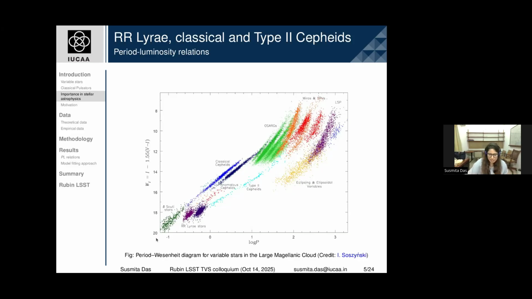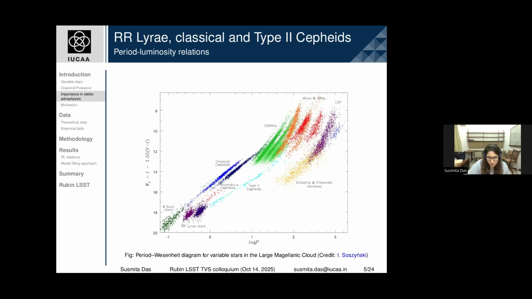Now here on the x-axis, we have log P. On the y-axis, we have Wesenheit, which is a pseudo magnitude for the individual passbands. So we use Wesenheit as a combination of typically 2 or 3 passbands to reduce the impact of reddening correction. So this is a typical period luminosity relation. Although we say luminosity, it actually means magnitude on the y-axis.